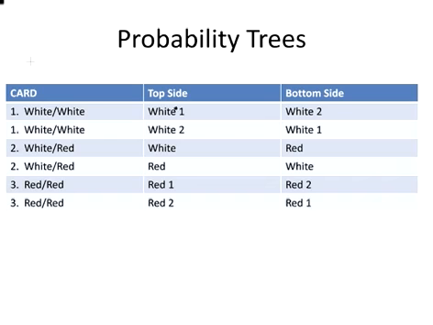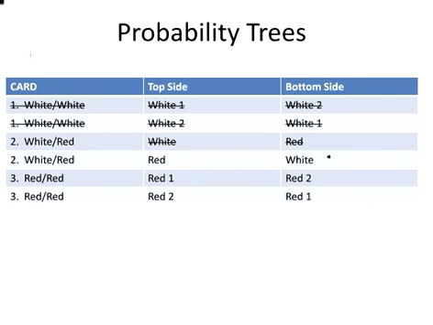So again, this is the first card here, white white, this is the white red card, and this is the red red card. Now we're not interested in the white white card at all, so we'll cross that off. Also on the top side, we're not interested in the white side of the white red card being on top, so we're also going to cross this off. So we're left again with three possibilities. Red on top, white below, red 1 on top, red 2 below, red 2 on top, red 1 below.